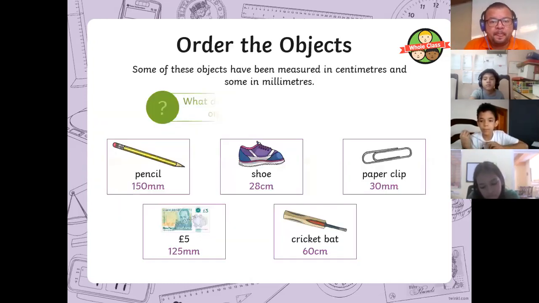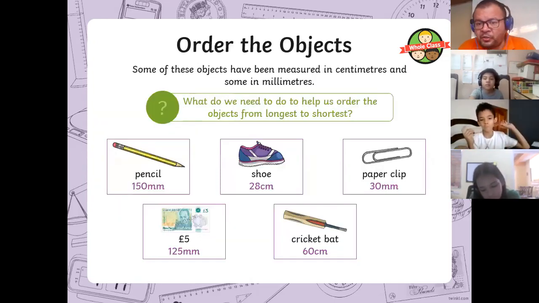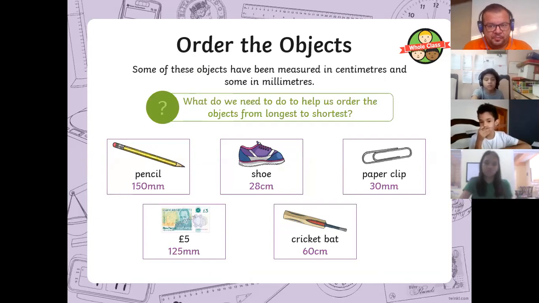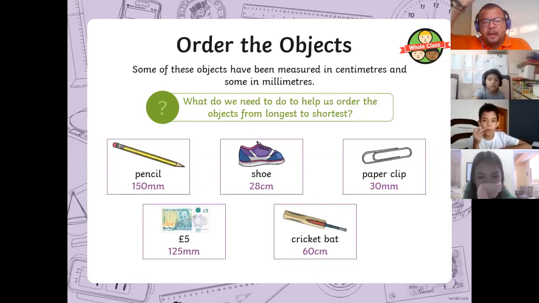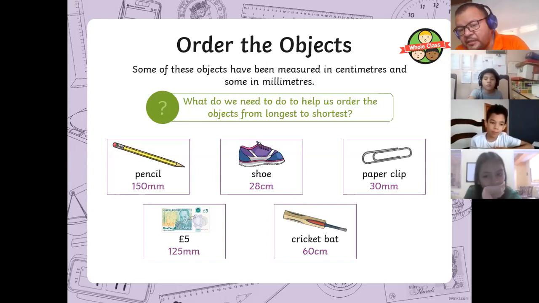Now, order the objects. Some of these objects have been measured in centimeters and some in millimeters. What do you need to do to help us order the objects from longest to shortest? Which one is the smallest? And which one is the biggest?